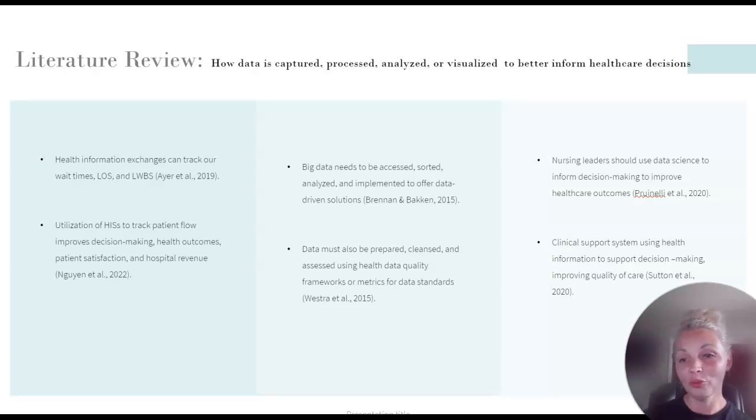Big data needs to be not only accessed, sorted, analyzed, and implemented, but also cleansed, because there can be quite a bit of missing data or invalid data as well. We want to make sure that what we are mining is pertinent to our problems. Nursing leaders and healthcare medical leaders should use data science to inform our decision making and to improve our healthcare outcomes. Clinical support systems use healthcare information to support decision-making and improve quality of care.